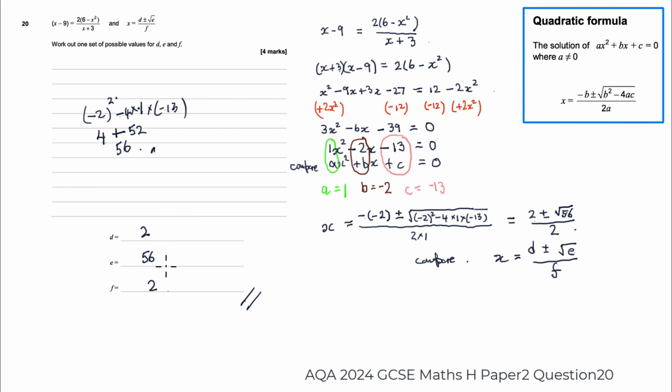Now that is one possible set of values. Remember at this stage where I cancelled the factor of 3 in each term. If I'd gone ahead and done this calculation with A being 3, B being -6 and C being -39, I would have got a different set of values for D, E and F. That's why they put down one set of possible values for D, E and F. There are other sets of values that would have done.